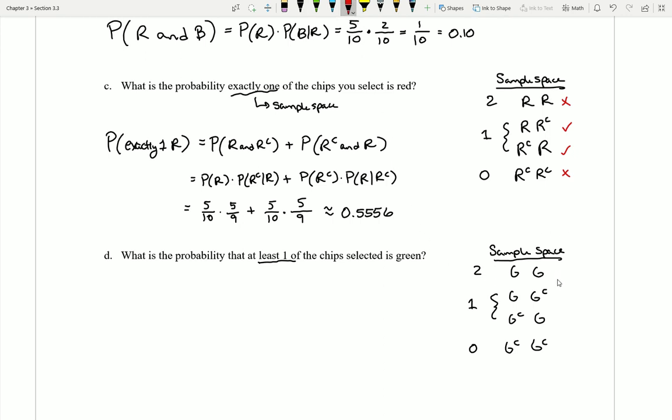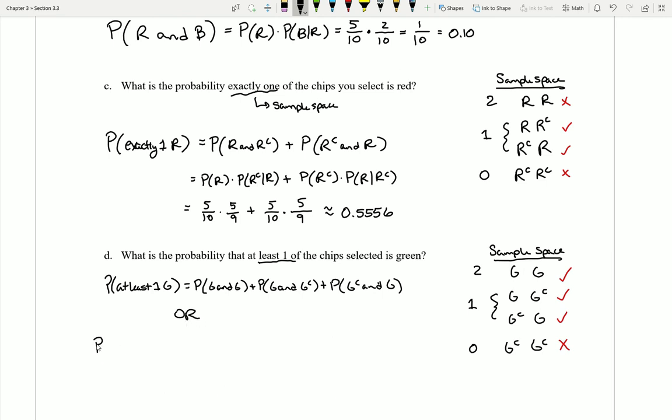Notice that the only scenarios that I'm interested in here, if I want at least one of the chips to be green, would be these 3 scenarios. The one that I'm not interested in is this scenario. So again, I'm going to have 2 different ways to proceed. I can say the probability of getting at least 1 green chip would be the same as saying I want the probability of green and a green plus the probability of green and a not green plus the probability of not green and a green. But that's a lot of work. That again requires me to find all 3 of these probabilities. That could take a while.